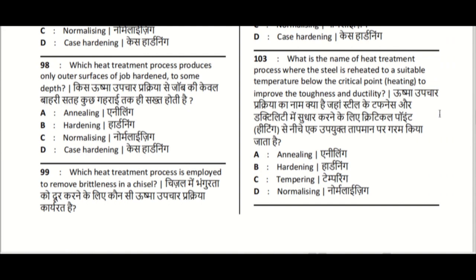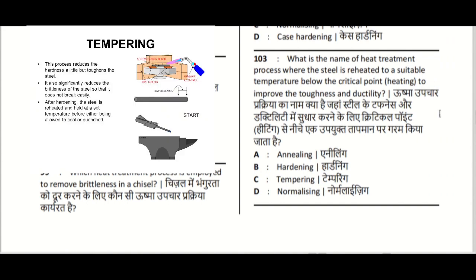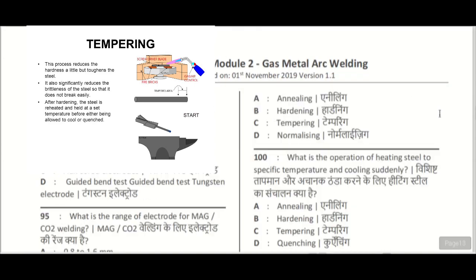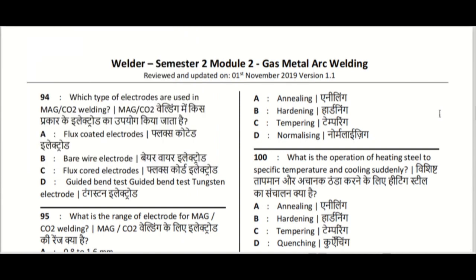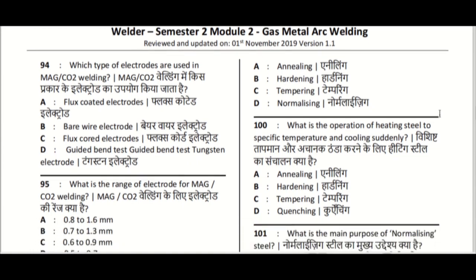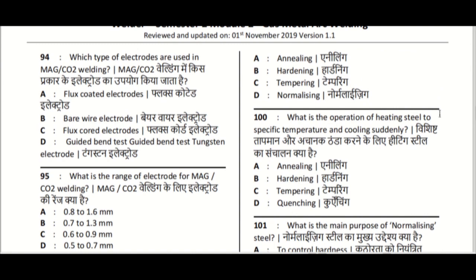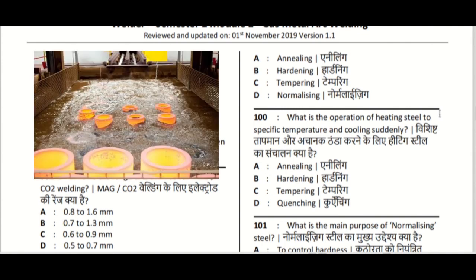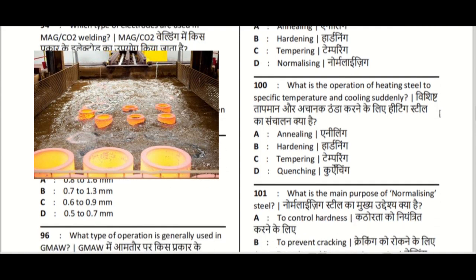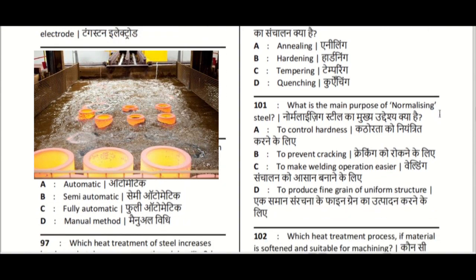Which heat treatment process is employed to remove brittleness in a chisel? It is the tempering process. What is the operation of heating steel to a specific temperature and cooling suddenly? That process is known as quenching.